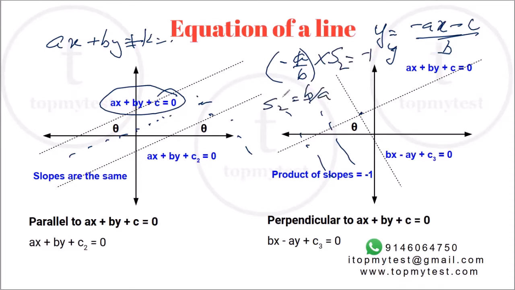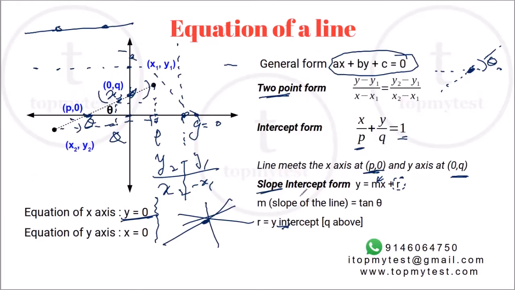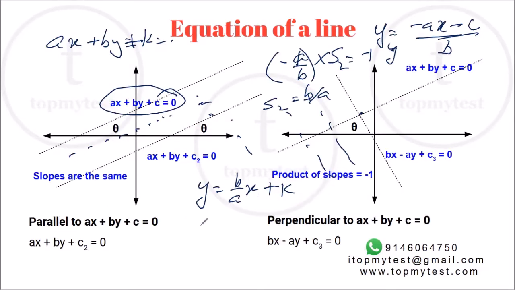Now let's form a line which has a slope b by a. The equation of a line with slope b by a would be y is equal to b by a x plus some constant, using the slope intercept form. If you rewrite this, you will get ay is equal to bx plus ka. If you rewrite this again, you'll get bx minus ay plus ka is equal to 0. This will be the equation of this line.